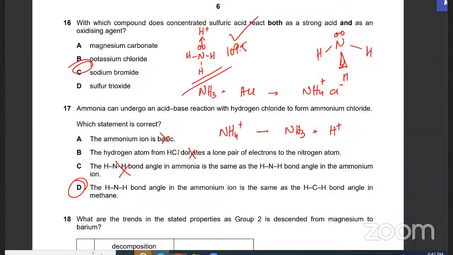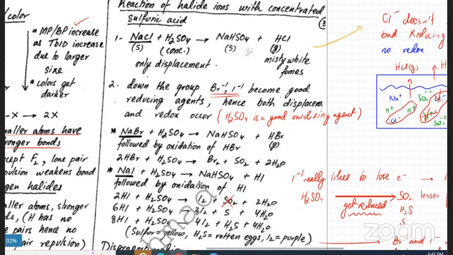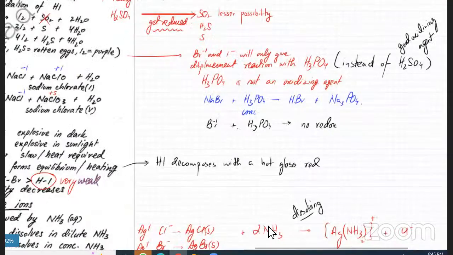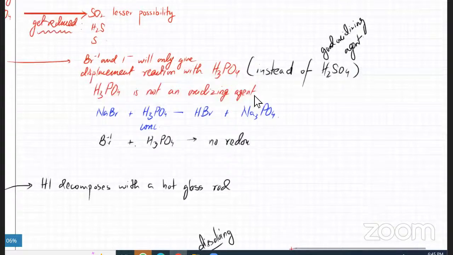Yes. Can this NaBr react with phosphoric acid? No, it won't. This one, that Br- and I- will only give a displacement reaction with H3PO4.